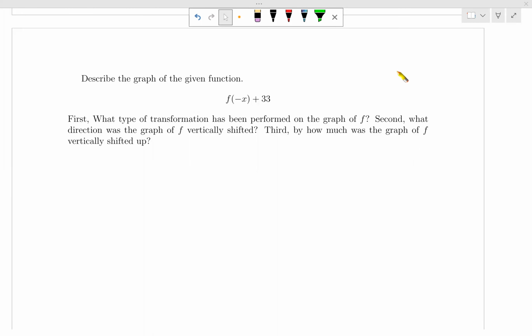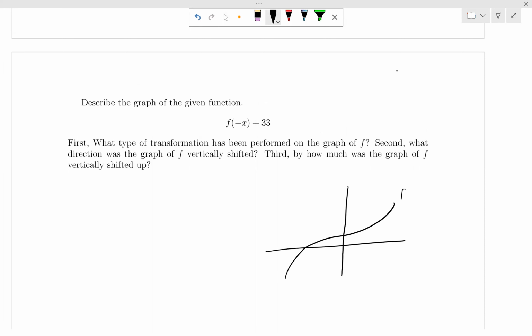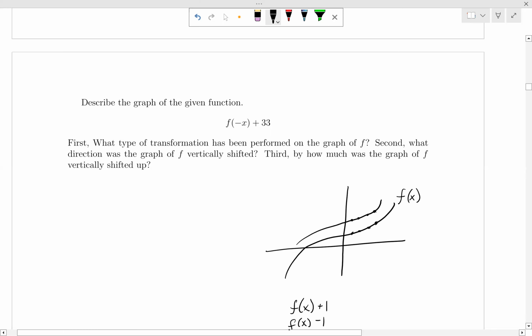Hey y'all, so for this problem, we're trying to describe the graph of this function. In this section, what we're learning about is if we have a function, like let's say this is our function right here, f of x. If we have f of x plus 1, we're going to take every point on the f of x graph and move it up 1 unit. So it's going to look something like this.